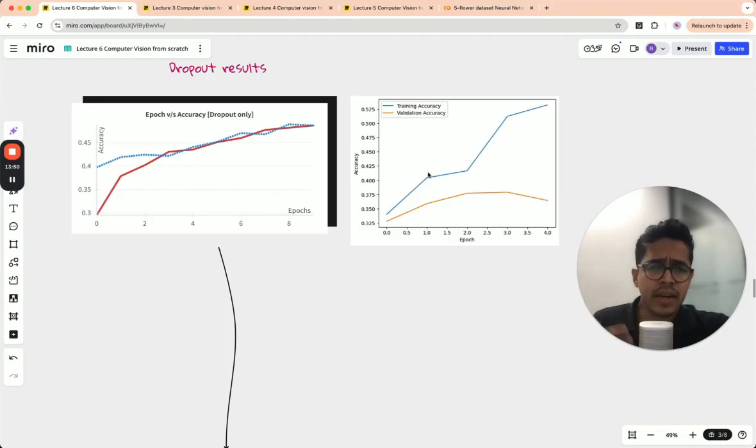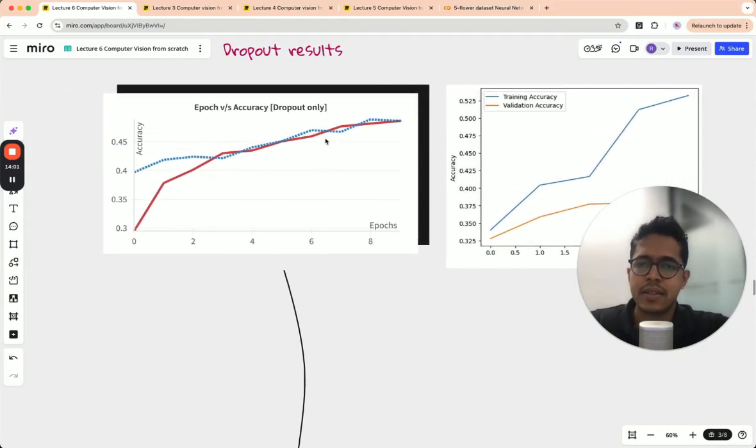So clearly you can see that training accuracy has slightly reduced, but validation has significantly improved. And that is exactly what we want for a good model. So these are the results from the dropout.